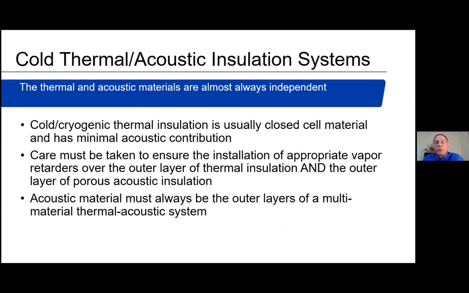You need to make sure when you're doing a combined thermal acoustic system on cold, especially cryogenic systems, that the proper vapor retarders are installed not only over the thermal insulation, but also over the outer layer of the porous or open cell acoustic insulation, so that you don't get vapor migration and condensation within the acoustic insulation system. And it's important to make sure that the acoustic material is always the outer layer of the combined thermal and acoustic system. The acoustic material would never go on the inside of the thermal insulation.